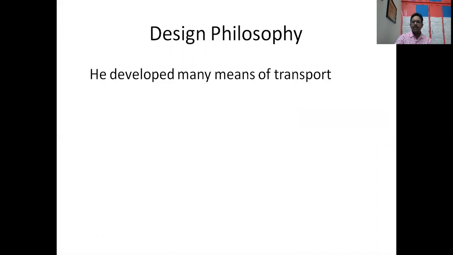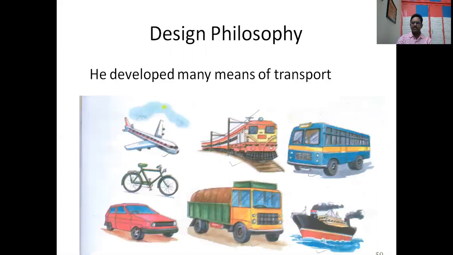And he developed many means of transport because of this. If you take modern machines, modern transport, car, bus, cycle, all these things are inventions of man, and he designed and developed all these things.